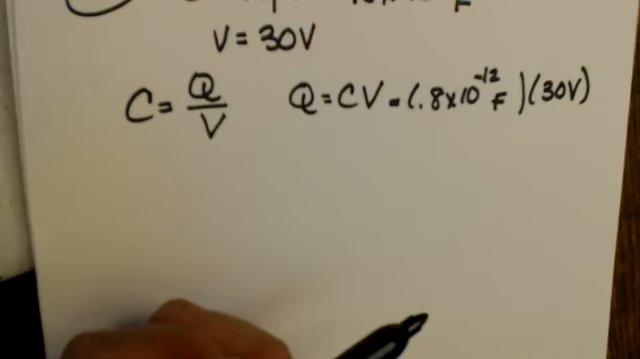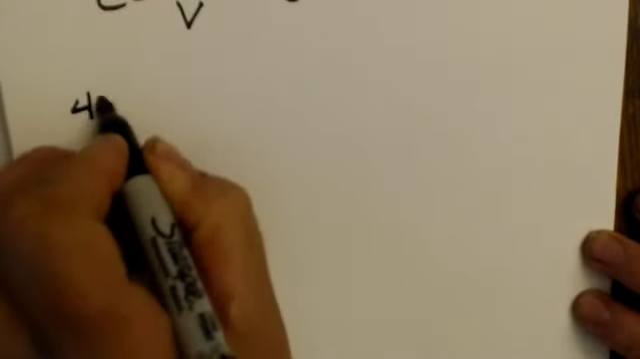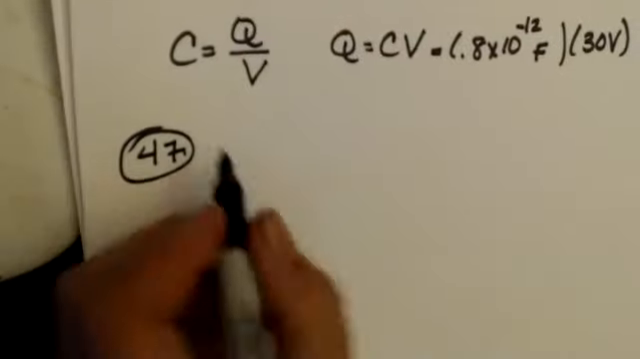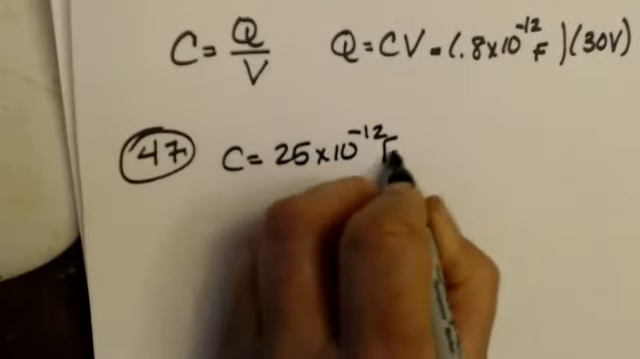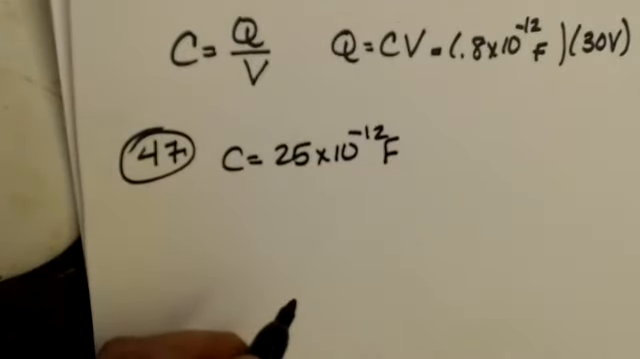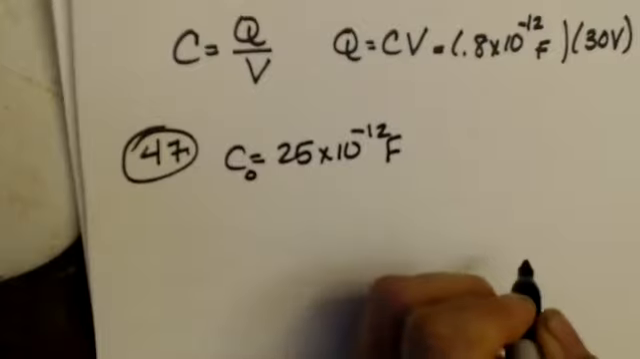All right, so let's go on and do another one. Let's look at problem number 47. Okay, 47. It says a 25 picofarad parallel plate capacitor, so 25 times 10 to the minus 12 farads, because it's picofarads, with an air gap between the plates is connected to a 100 volt battery. So initially, the initial capacitance is that.